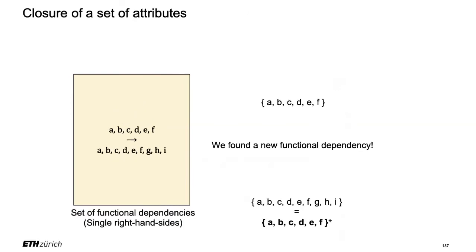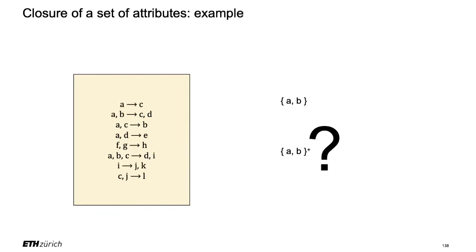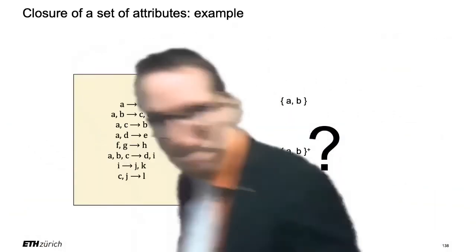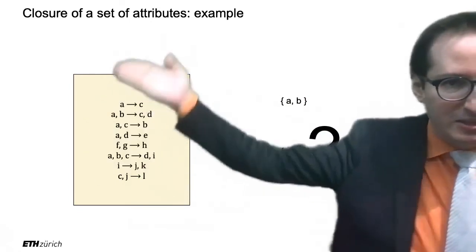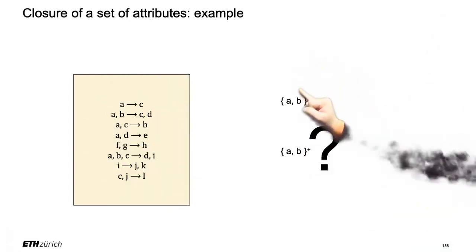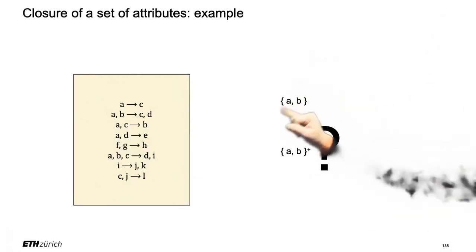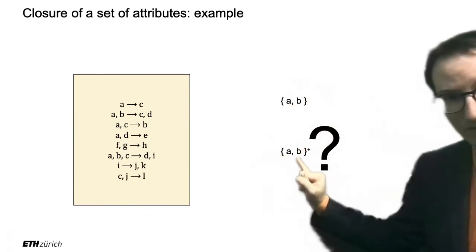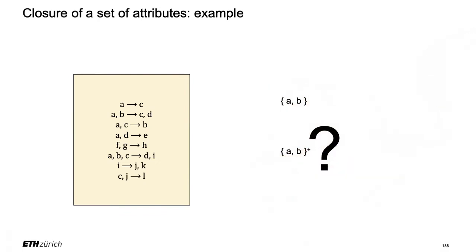Okay, who is following? I'm going to increase the number of raised hands with an example. There's nothing better than a concrete example, so we'll do it together. We are going to consider this set of functional dependencies. I'm starting with A and B, so I know A and B, and I'm asking what else do I know than A and B? So what is the closure of A and B?